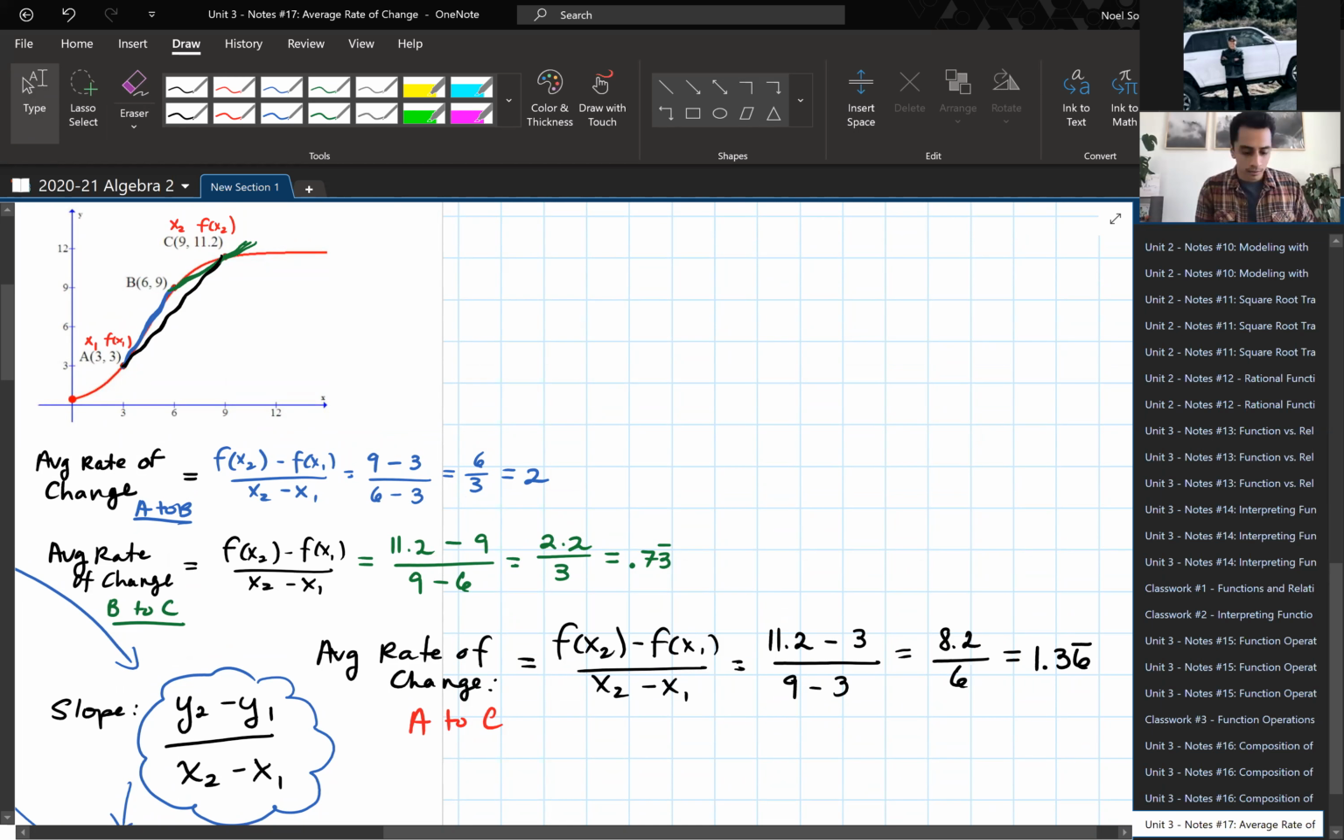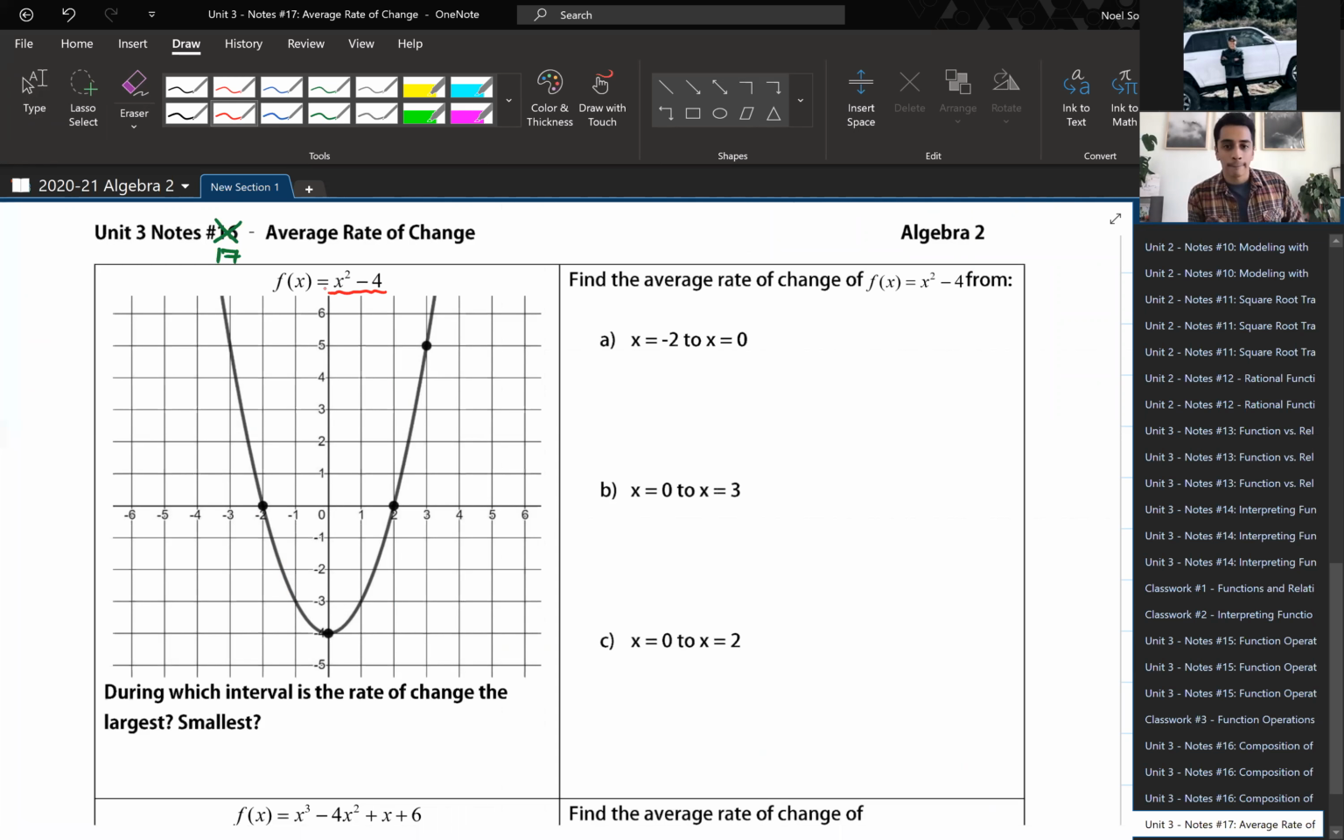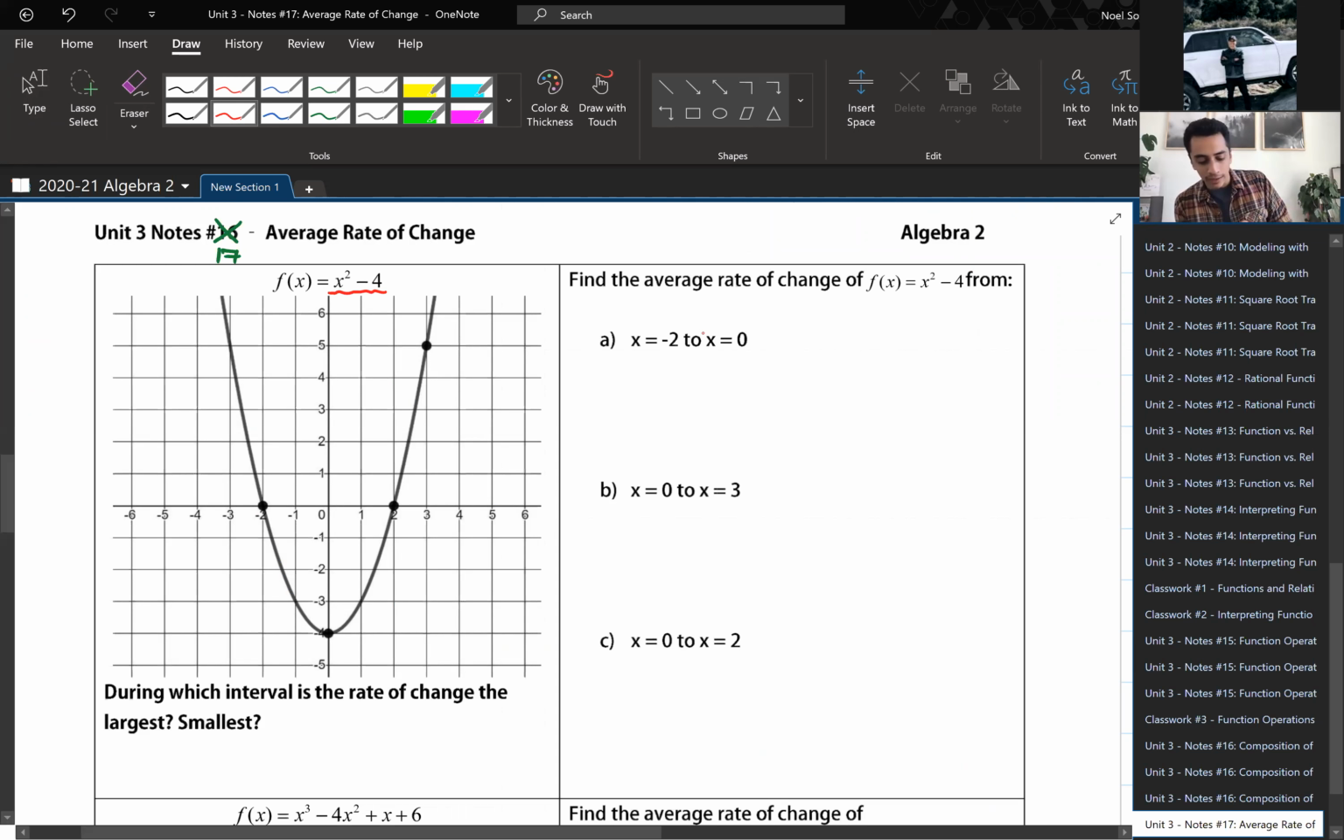Okay, so now notice that there's a few dots all over this. Look at the function that we have, right? X squared minus 4. So we have a quadratic function, all right? And now look at the way you're being asked, right? It says find the average rate of change of the function from x negative 2 to x being 0, right? Where x is at negative 2 to when x is 0, okay?